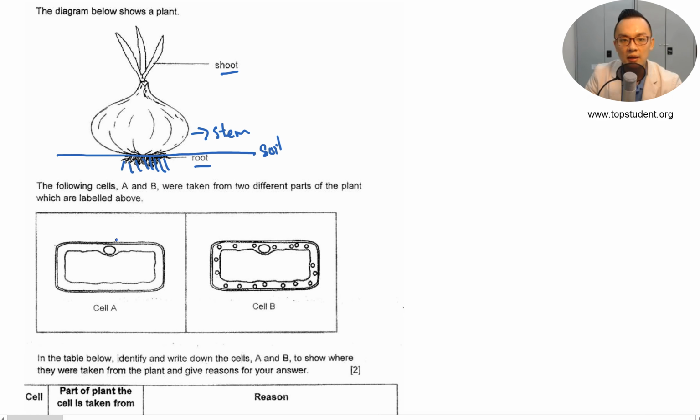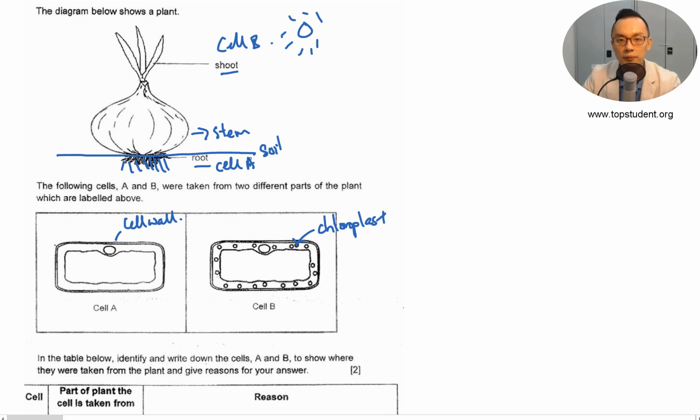The difference between the two plants, if they both have cell wall, that's the same. The difference is actually this one, chloroplast. So cell B has chloroplast, but cell A does not have chloroplast. So without even looking at the question, I roughly know cell B must be here, because cell B is exposed to the sunlight and it has chloroplast to make food for the plant. Whereas cell A, because it's under the ground, is not exposed. It will not have chloroplast because it cannot make food.